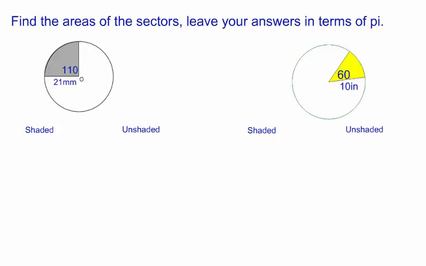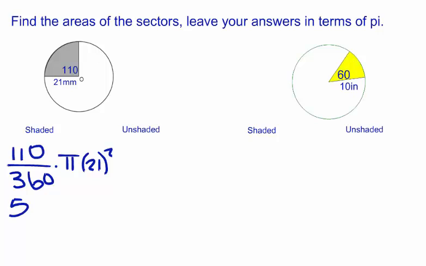So we're going to do a couple examples with that, and everything's going to be left in terms of pi, just like the arc length. It says find the areas of the sectors, leave your answers in terms of pi. We're first going to do the shaded region of the first circle. So the measure of the arc is 110 divided by 360 times pi and 21 squared. So the setup and the process to find it in terms of pi is the same thing as arc length.